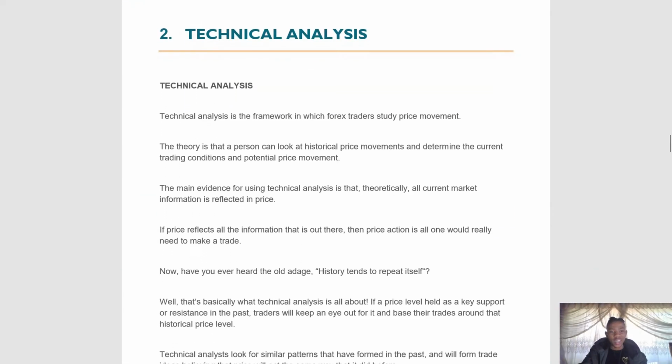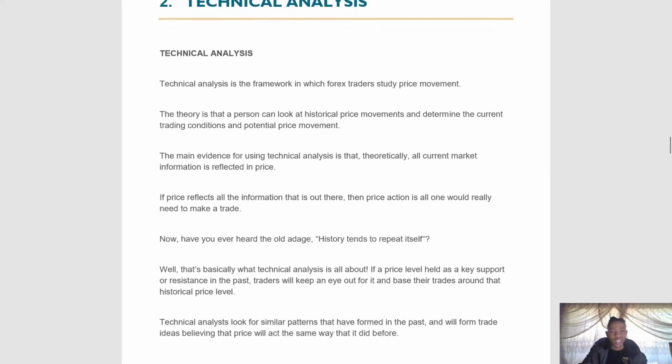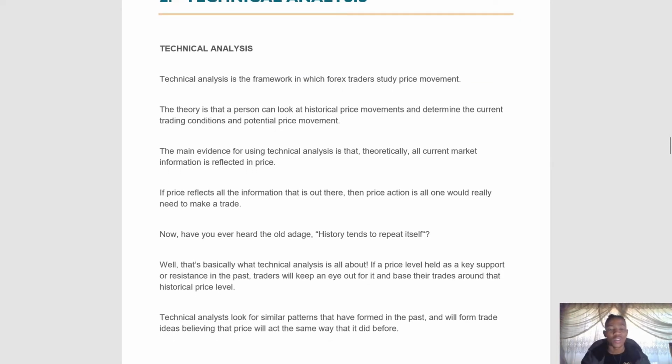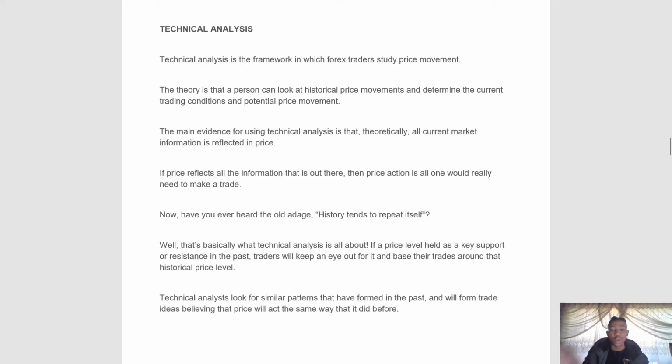So now, what is technical analysis, right? Technical analysis is the framework in which Forex traders study price action. Yes, we use price action in order to better understand what the next price movement is, right? The theory is that a person can look at historical price movements and determine the current trading conditions and the potential price movement. Like I've said before, we use the data from the past in order to help us understand what the next price movement is.